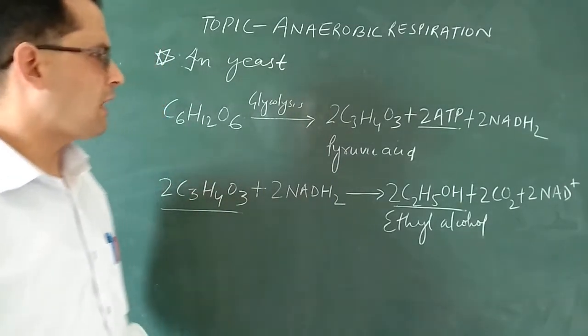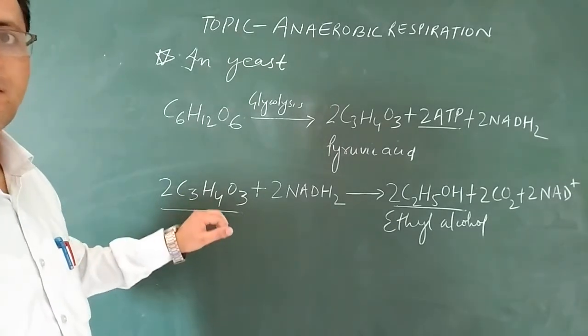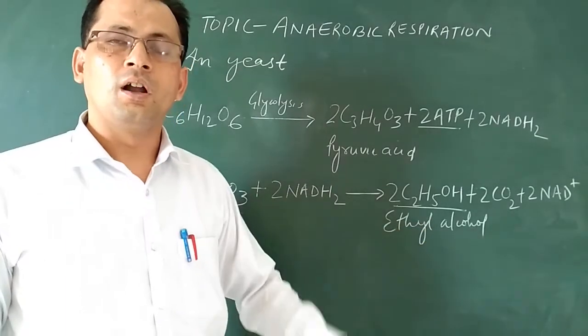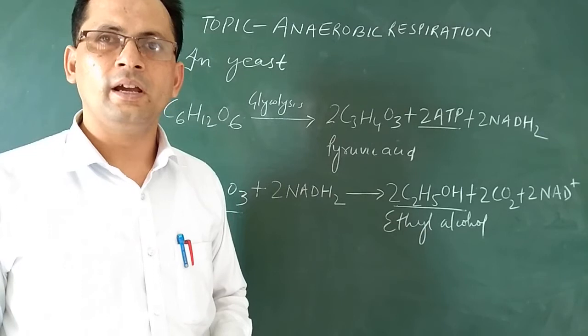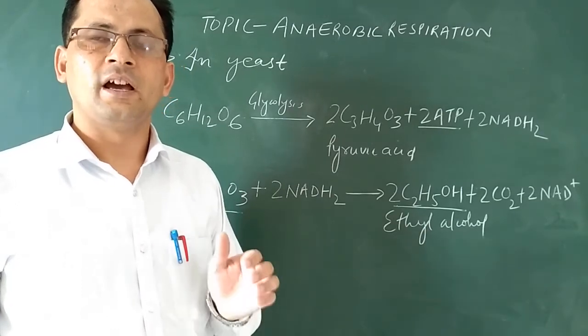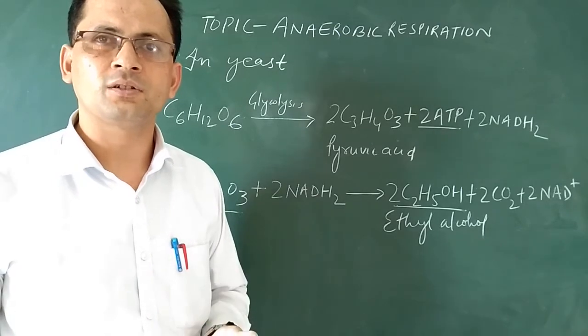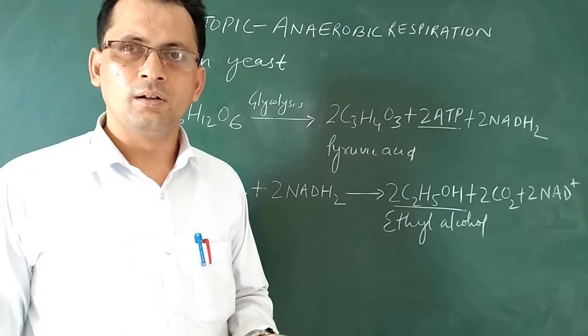Now in the second step you can see this pyruvic acid gets converted into ethyl alcohol along with the liberation of carbon dioxide gas. So whenever there is anaerobic respiration in yeast, there is liberation of carbon dioxide along with the production of ethyl alcohol.